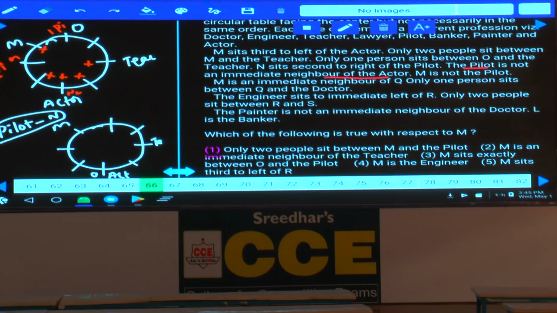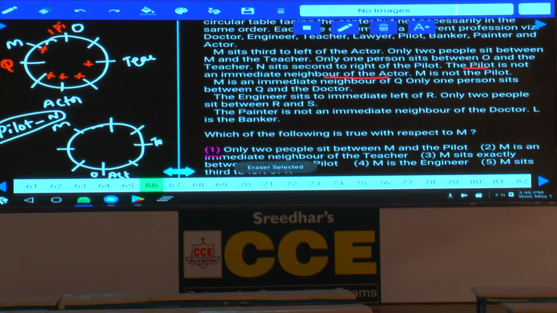And next one, M is not the pilot. M is not the pilot, we have taken that information. M is an immediate neighbor of Q. As M is an immediate neighbor of Q, now N cannot be at this place because M is an immediate neighbor of Q. Hence N cannot be here. Hence Q is here. If Q is here, then where should N be? N must be the actor.